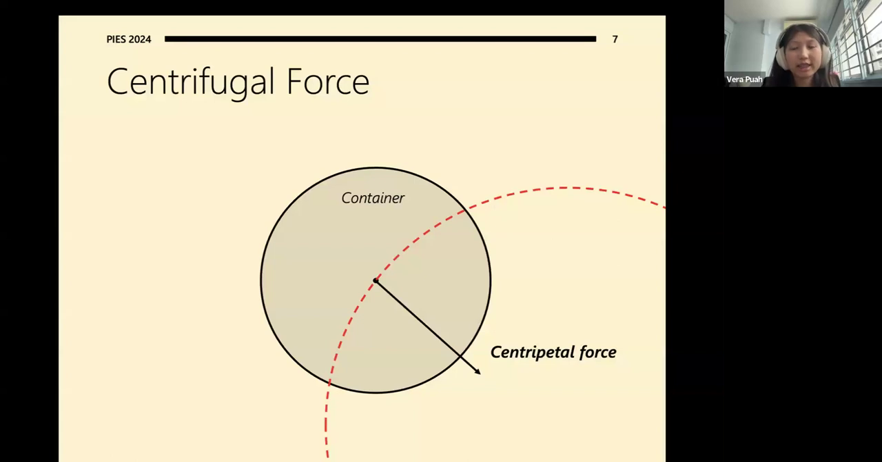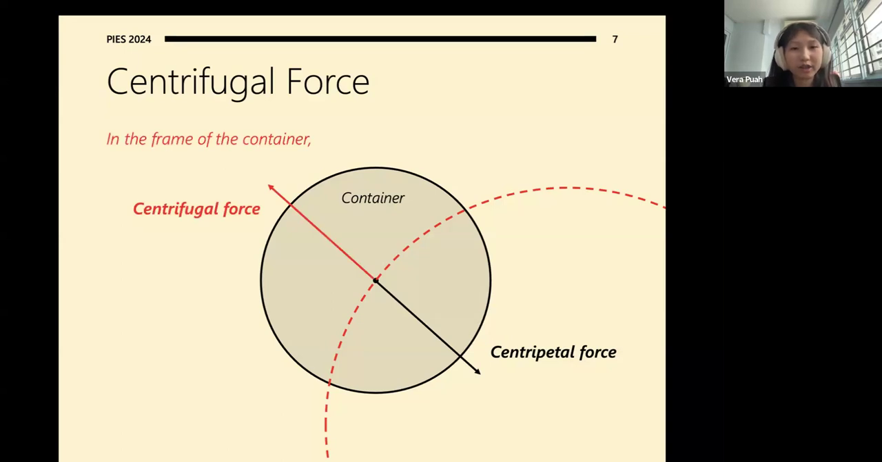You know that there's this centripetal force that's driving the container in circular motion. But in the frame of the container, it appears as if there should not be any force acting on the container, since the container is at rest with respect to itself. But if there's a centripetal force, how can there be no net force acting on the container? The answer to this seeming paradox is that there's actually a centrifugal force.